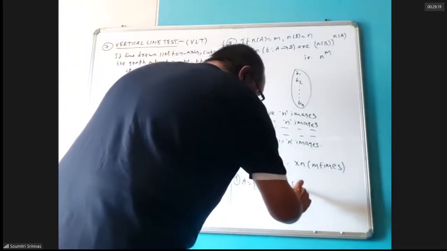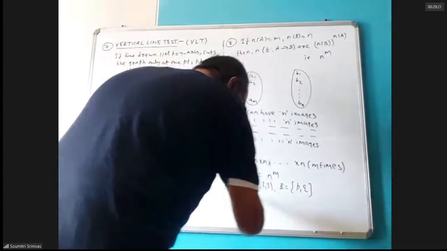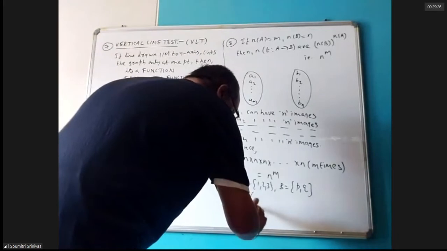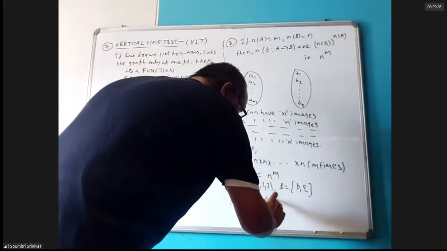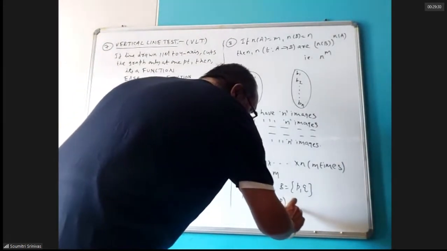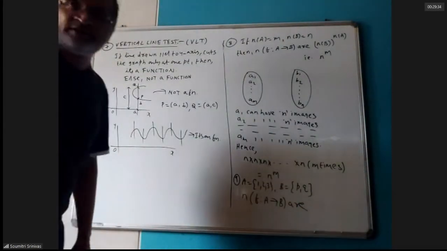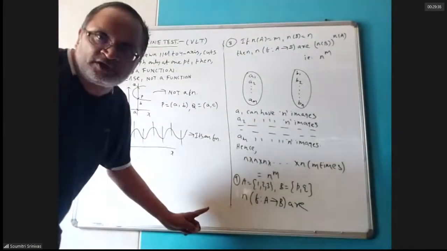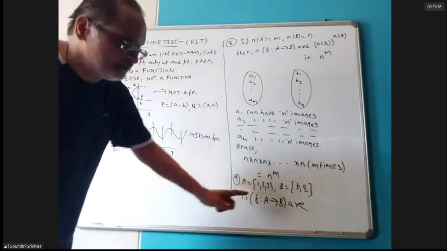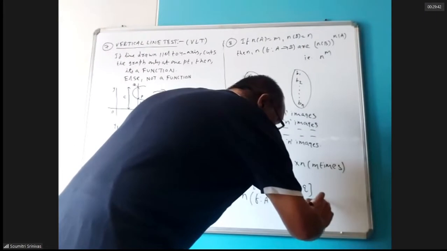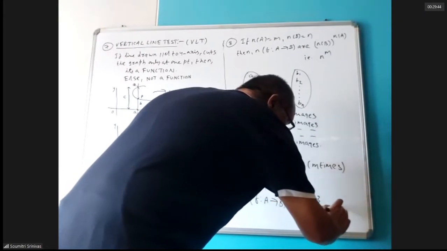Set B is equal to PQ. N of F from A to B stands for number of functions from set A to set B. What's the answer? 8. The answer is 8.